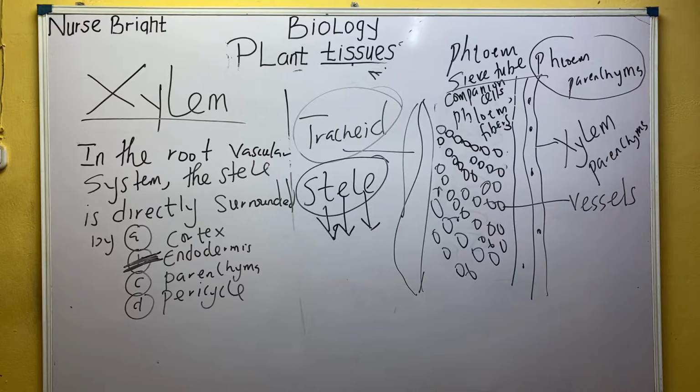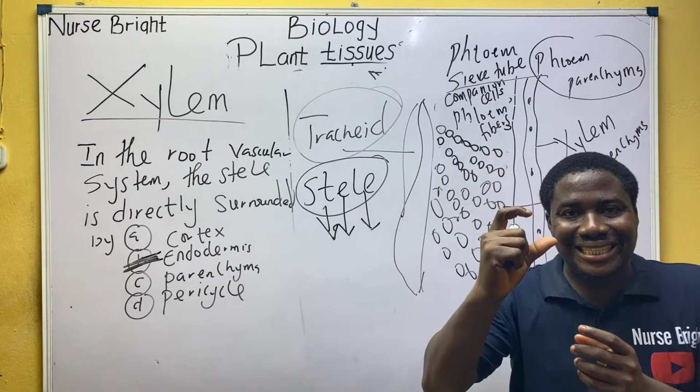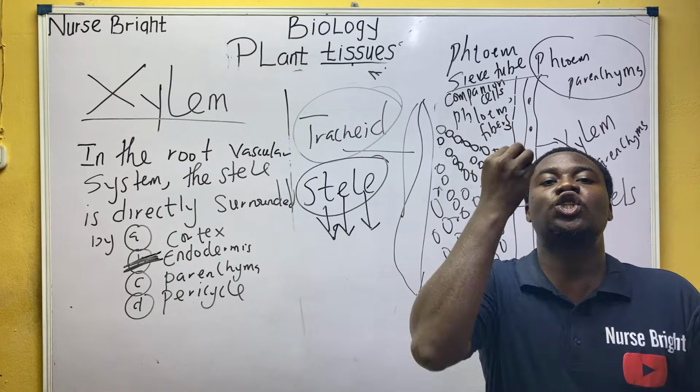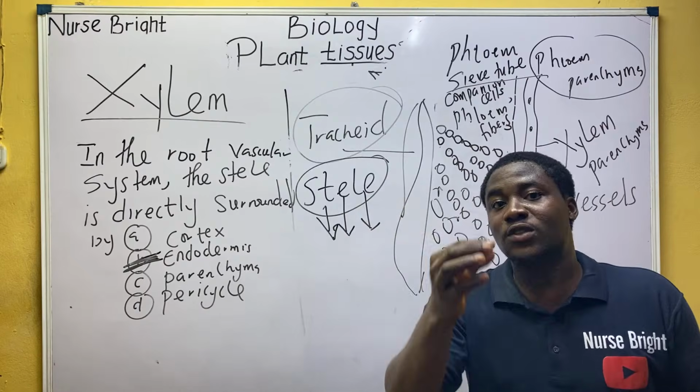Let me just tell you something. There's another vital question I'm looking at here to tackle. Which part of a plant lacks that waterproof structure? That waterproof structure in a plant, they call it cuticle. It's found in a leaf.